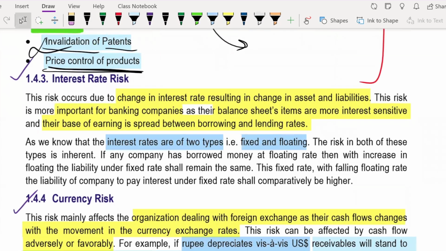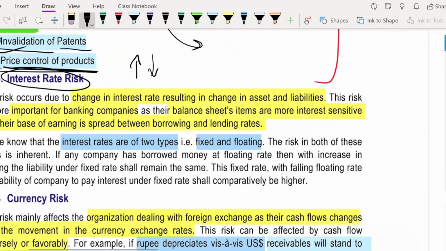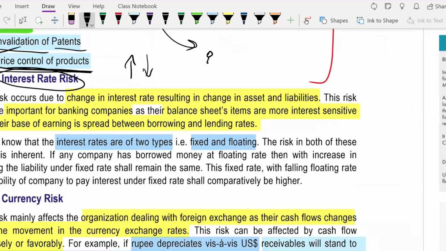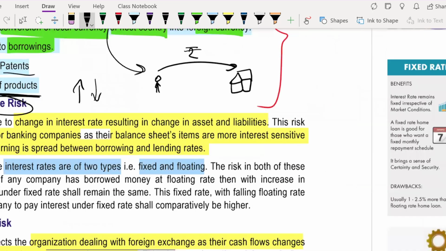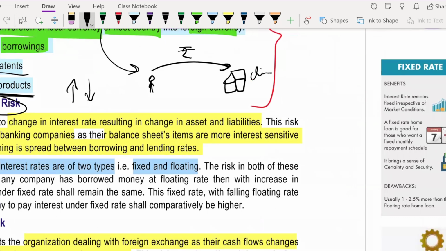The next risk which comes under financial risk is interest rate risk. Your interest rate going up and down can affect you in different ways. Suppose this is you, and this is one company. Suppose you have given some loan, some money, to another company, and this is a foreign company in China. Suppose you are in India.